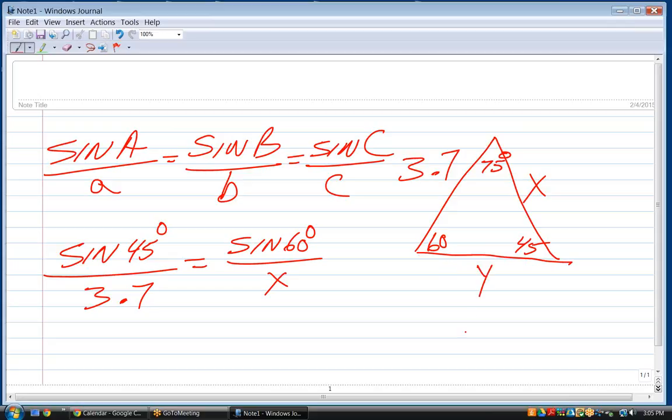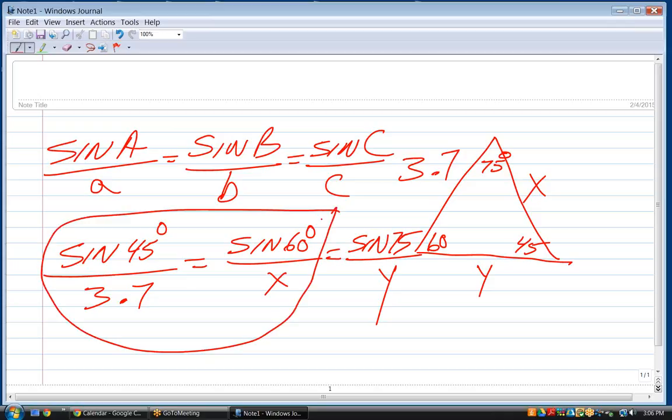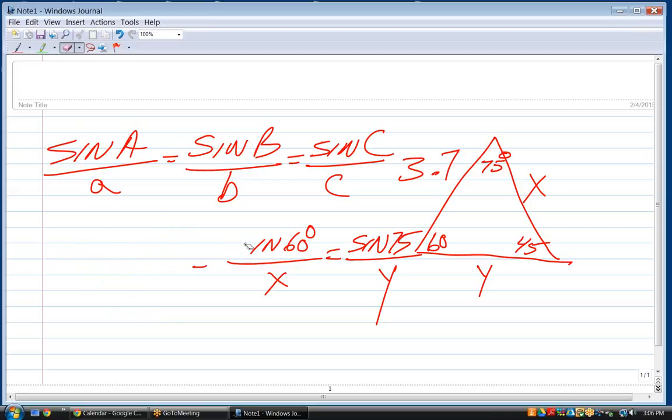And now if we call this y, then the sine of 75 over y has to be true also. So I can easily solve for x because there's only one variable in that equation. And I can easily solve for y because there will only be one variable in this equation. So that's how you apply the law of sines. Now, there are a few things that can present difficulties that you want to be aware of. These are basically very straightforward.